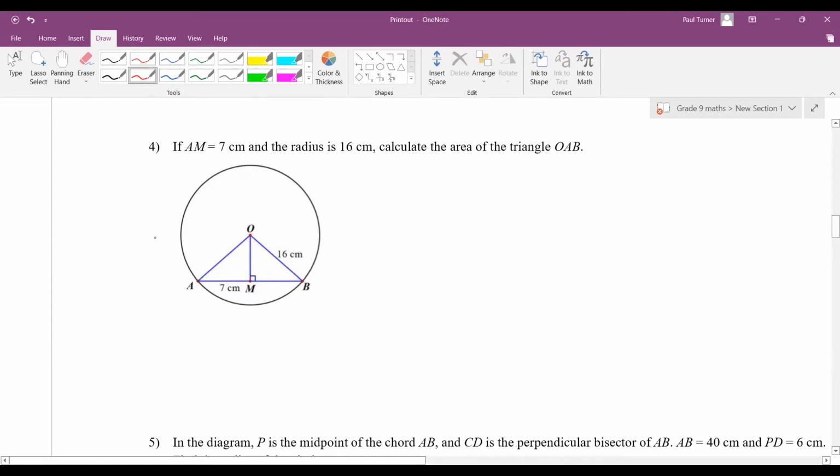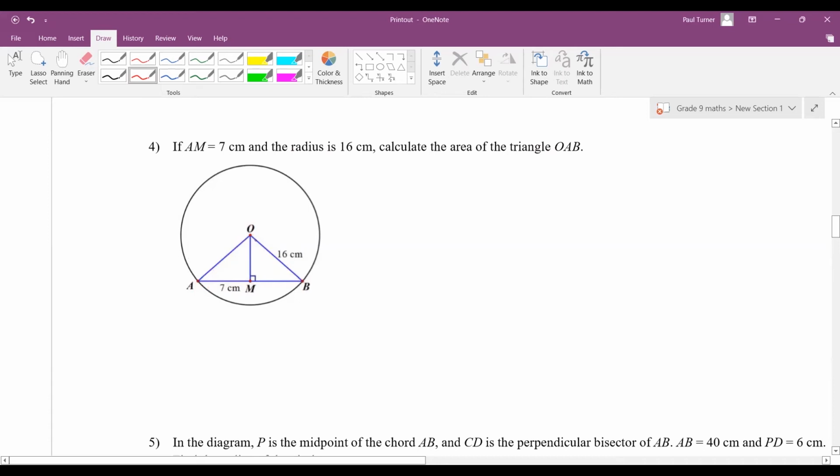Right, so question 4 states that AM is 7 centimeters. So that's shown in the diagram here. And the radius is 16, so that's OB or OA. We want to find the area of the triangle OAB. So that's this complete area of the whole triangle.